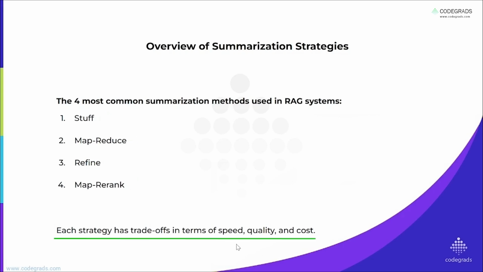So at the point of use case, whenever speed is needed, we will use that strategy. Where quality is needed, according to that, we will select one, and according to the cost also, we can select the summarization strategy. Now, we'll see the overview.